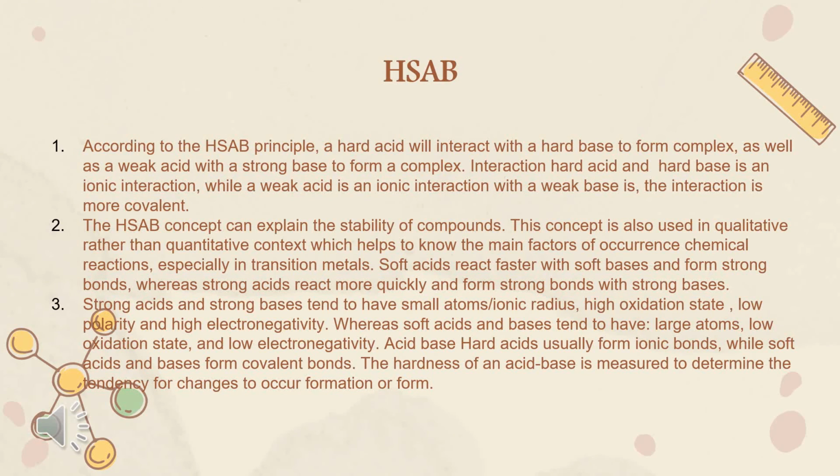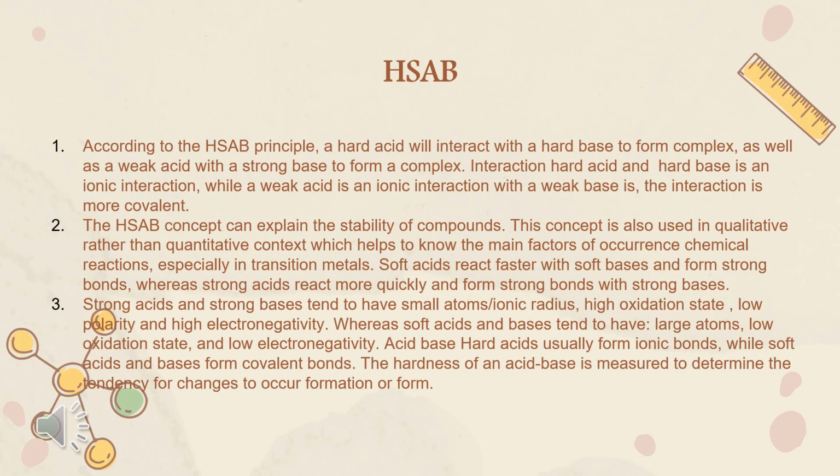And the second, the HSAB concept can explain the stability of compounds. This concept is also used in a qualitative rather than quantitative context, which helps to know the main factor of a chemical reaction, especially in transition metals. Soft acids react faster with soft bases and form strong bonds, whereas hard acids react more quickly and form strong bonds with hard bases.